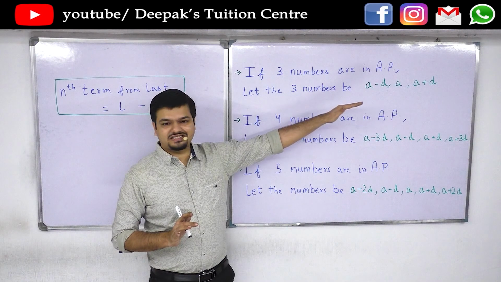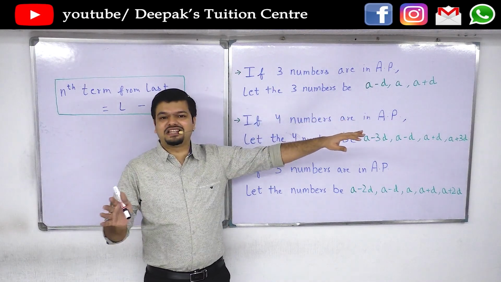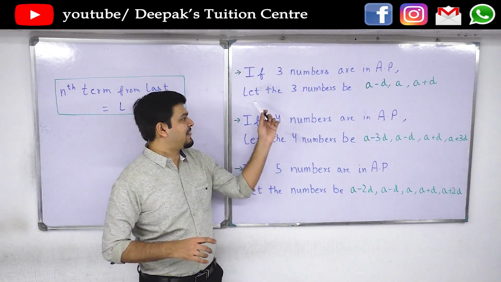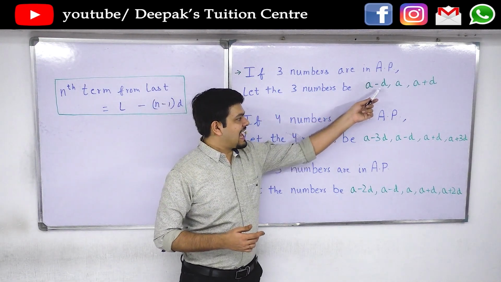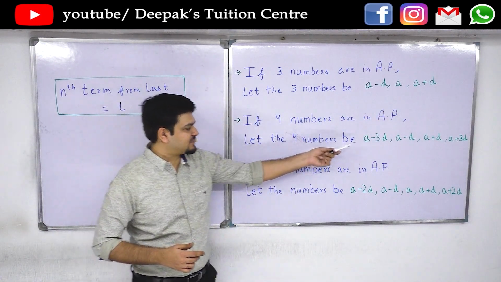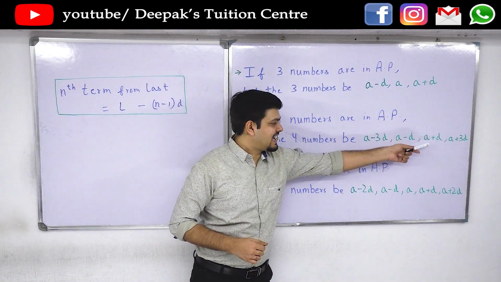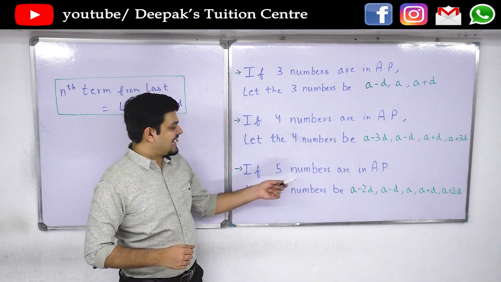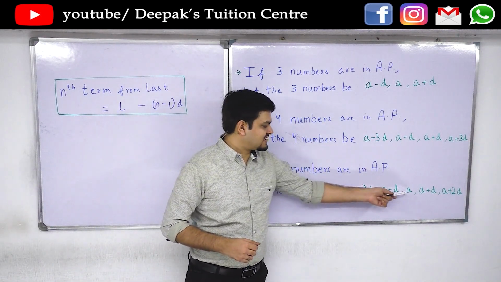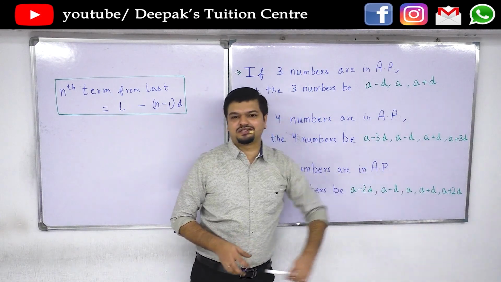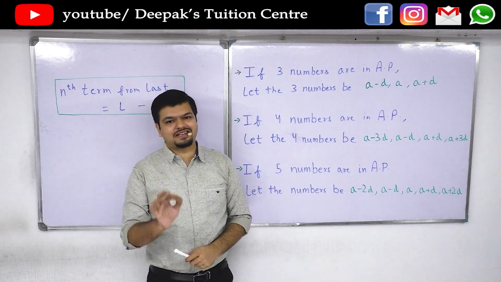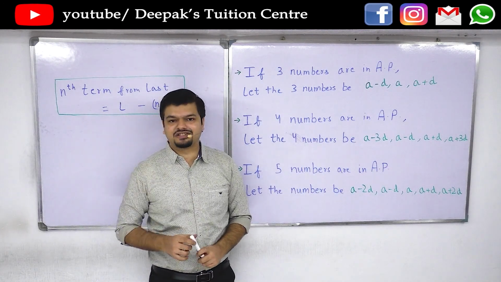So if the sum of these 3 terms is known, then you can use them. If 3 numbers are in AP, let the 3 numbers be A minus D, A, A plus D. If 4 numbers are in AP, let the 4 numbers be A minus 3D, A minus D, A plus D and A plus 3D. And if 5 numbers are in AP, let the numbers be A minus 2D, A minus D, A, A plus D, A plus 2D. Do memorize them. It is always helpful if such a question appears.